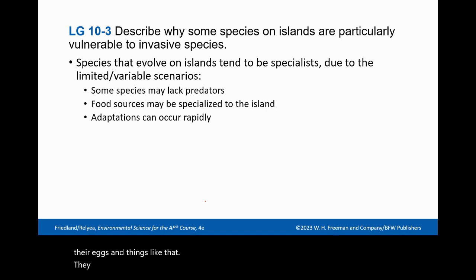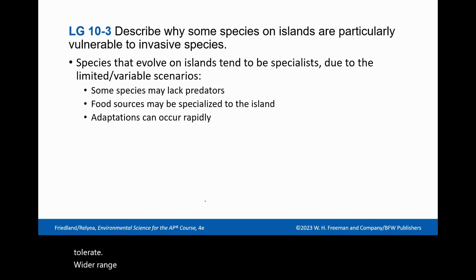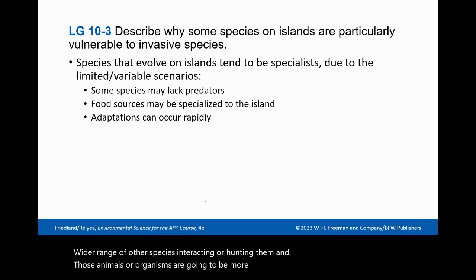They also do not have a variety of food sources that they'll eat. They'll be adapted to eat certain things, and that is not good. We'll talk about that in a minute. And then, yeah, they just can't tolerate a wider range of other species interacting or hunting them, and those animals or organisms are going to be more susceptible to change affecting their lives.